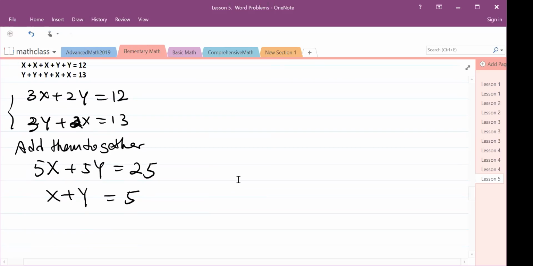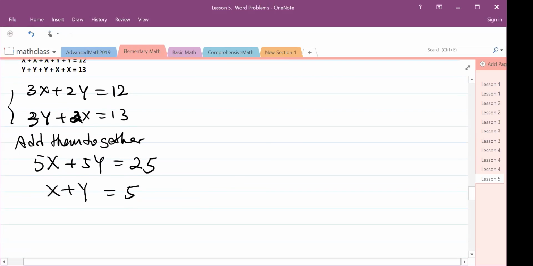If that is the case, maybe you're going to have to do guess and try, if you don't have a negative number. Because x and y are not a bigger number, right? x plus y equals 5. There are not many choices here.